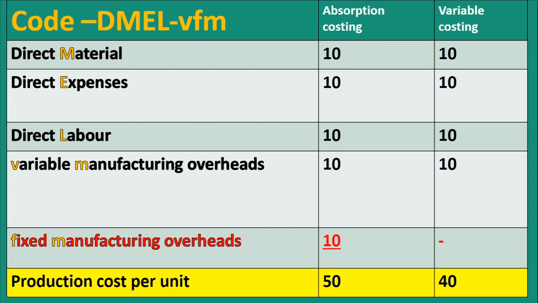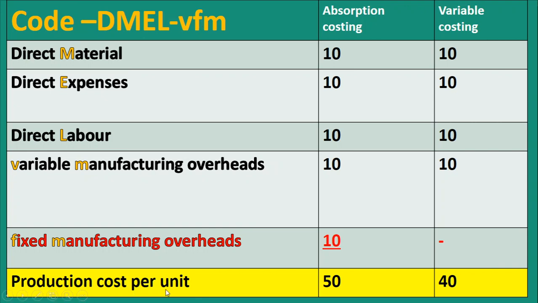Here D represents direct, and in MEL-VFM, M represents material, E represents expenses, L represents labor, V represents variable manufacturing overhead, and F represents fixed manufacturing overhead. So what you need to understand is that the manufacturing overhead is divided into two categories, the variable part and the fixed part.